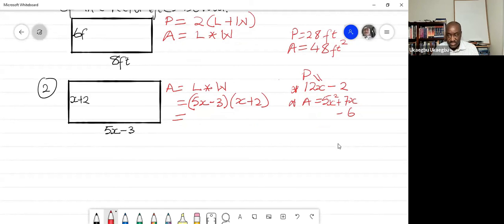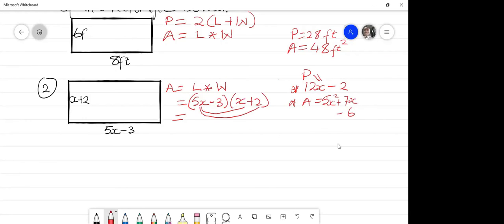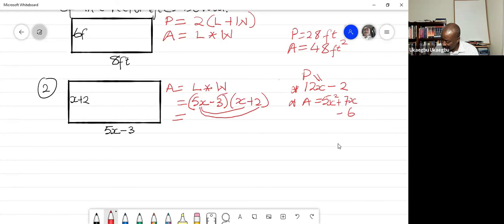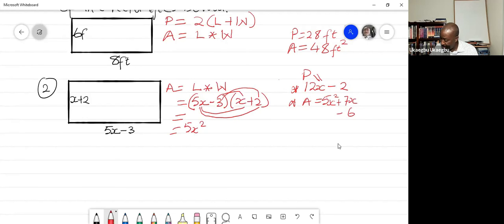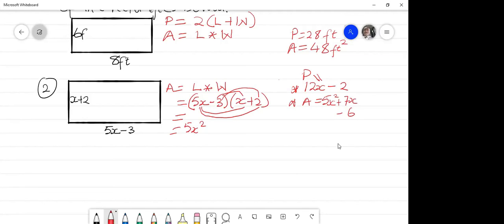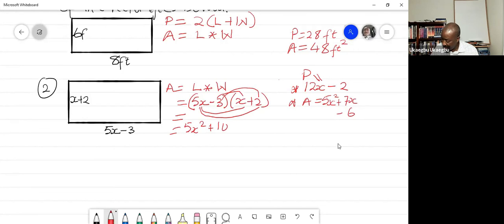You started doing distributive property, I think, in 7th grade, so that's what we are going to use. Distributive property means we multiply this by this, then multiply this by this, and just repeat the process. So let's go. 5x times x will give us what? 5x squared. And then 5x multiplied by 2 is 10x. Plus 10x.